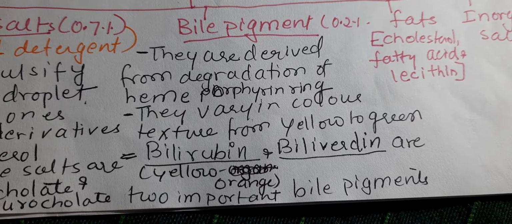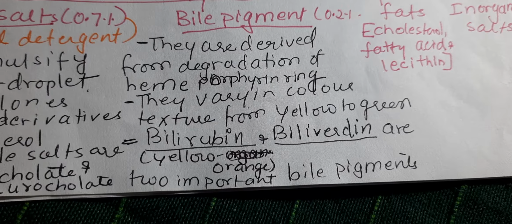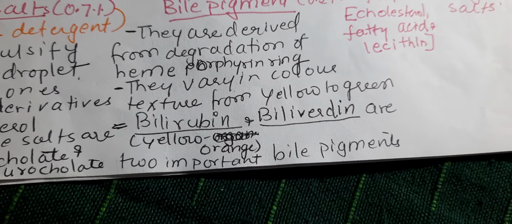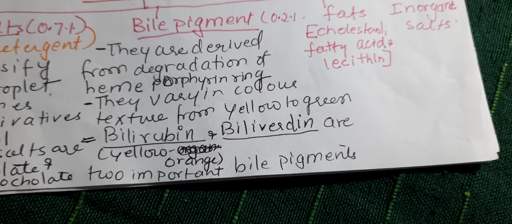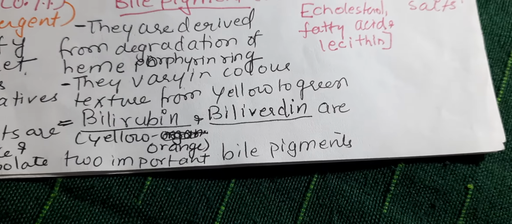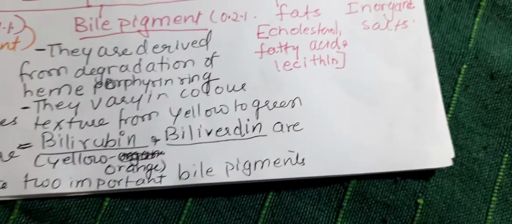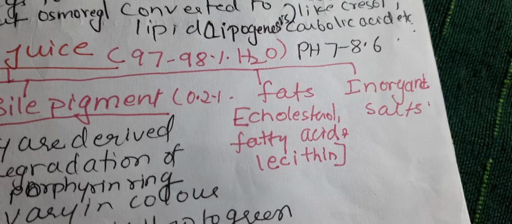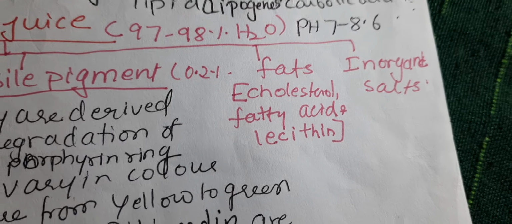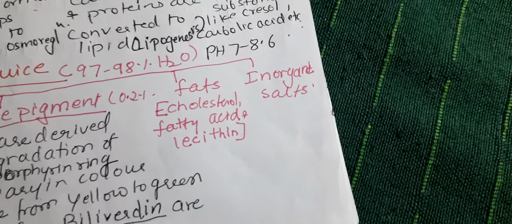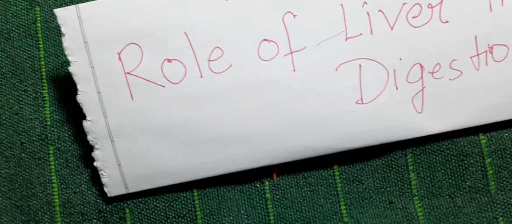Bilirubin is derived from the degradation of the heme ring, the porphyrin ring, and the pigments vary in color from yellow to green. Bilirubin is yellow-orange. Biliverdin is a greenish pigment, and they provide color to the feces. And then fats such as cholesterol, fatty acids, lecithin are present in the bile juice. They form chylomicrons. Inorganic salts are present in the bile juice.